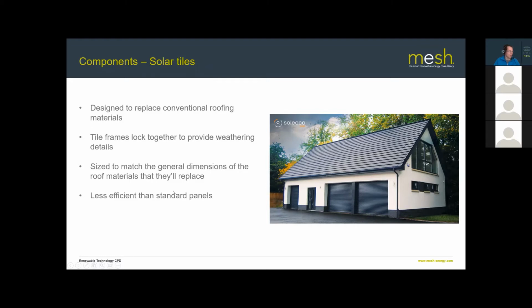The two downsides of tiles are that they are less efficient than standard panels, and they are more expensive than standard panels. And because they obviously require replacement of all the roofing materials, they're not particularly great for retrofit, because most people don't want to strip all the tiles off their roof and start re-roofing their entire building just to put solar in.